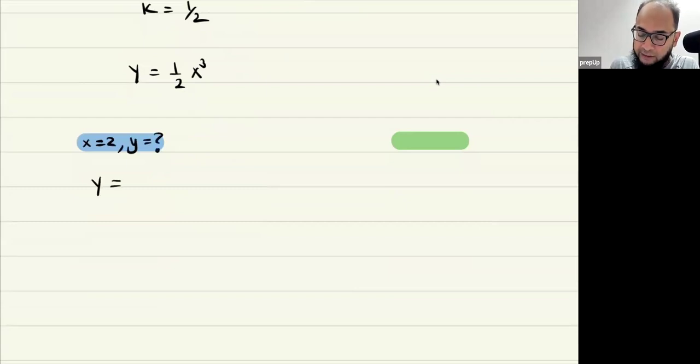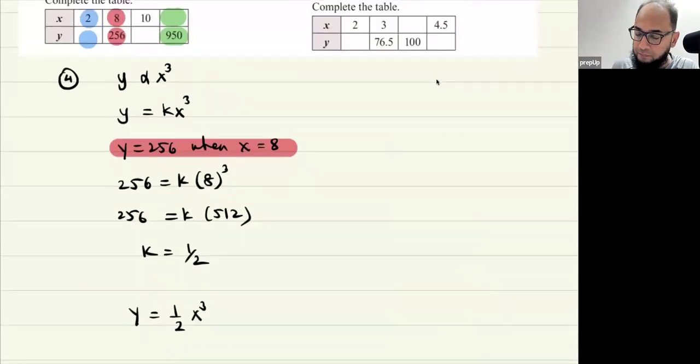So y is equal to half into 2 cubed. That is half into 8. That comes out to be 4. So that's the answer over here.